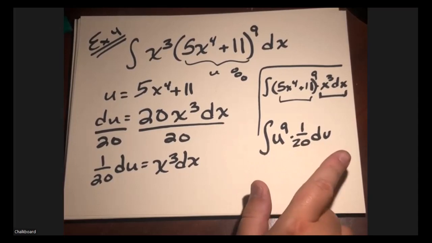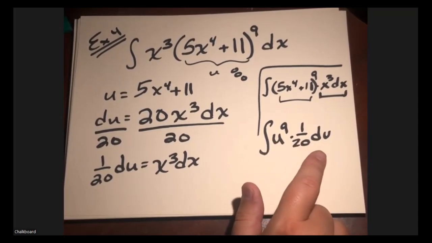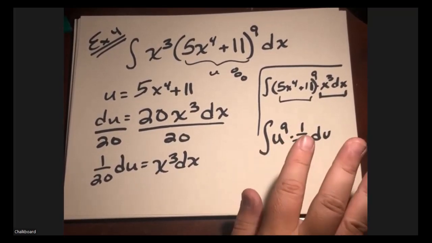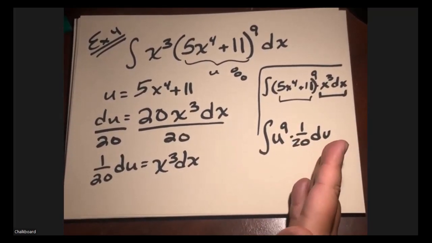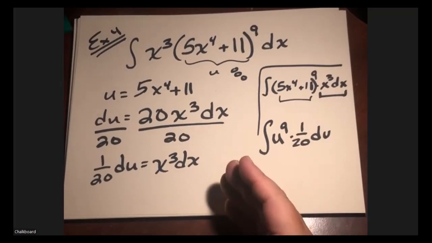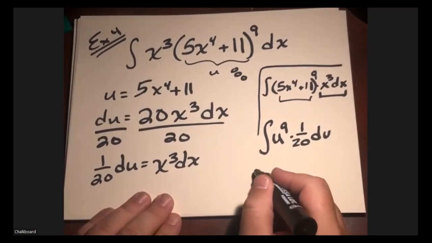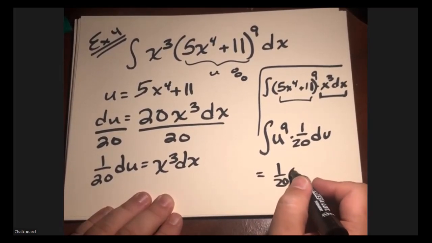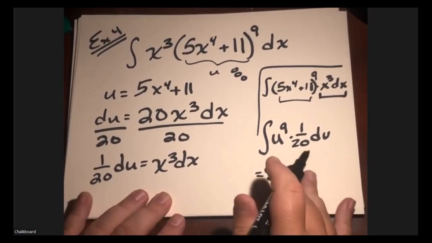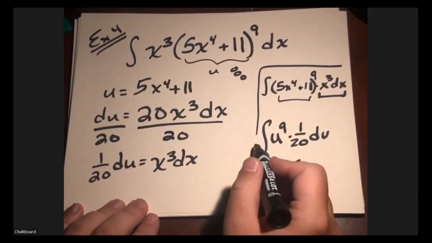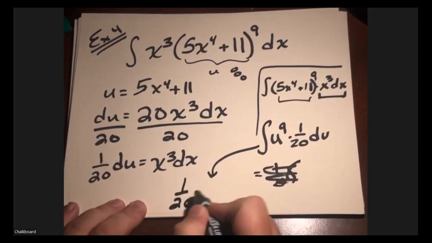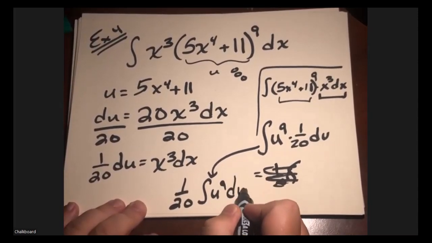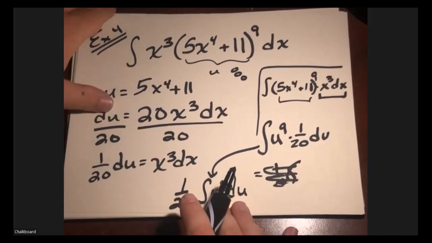Because now they're all multiplied together: u to the 9, 1/20th, the differential du. You can use your commutative property and move them around as much as you want, but 1/20th ultimately becomes a coefficient. So you can pull it out and put it in front. Now it looks like this: 1/20th, the integral of u to the 9 du. Okay, so let's take it from there now.